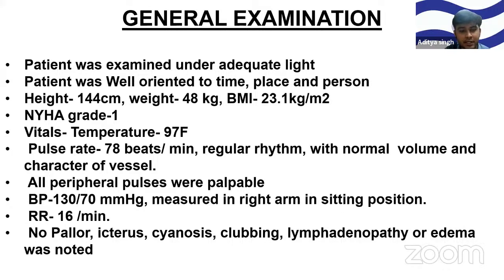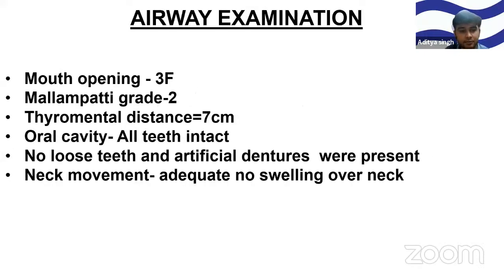At the time of examination, temperature is 97 degrees Fahrenheit, pulse rate is 78 beats per minute, regular rhythm with normal volume and character of vessel. All peripheral pulses were palpable. BP was 130/70 mm of Hg, measured in the right arm in sitting position. Respiratory rate was 16 per minute. No pallor, icterus, cyanosis, clubbing, lymphadenopathy, or edema was noted.